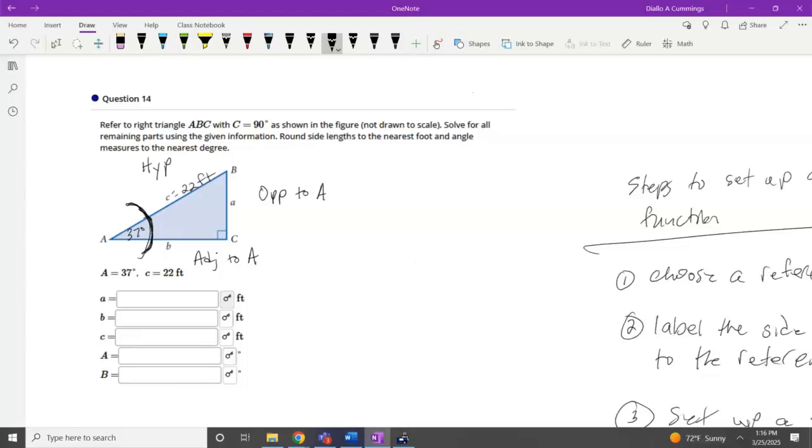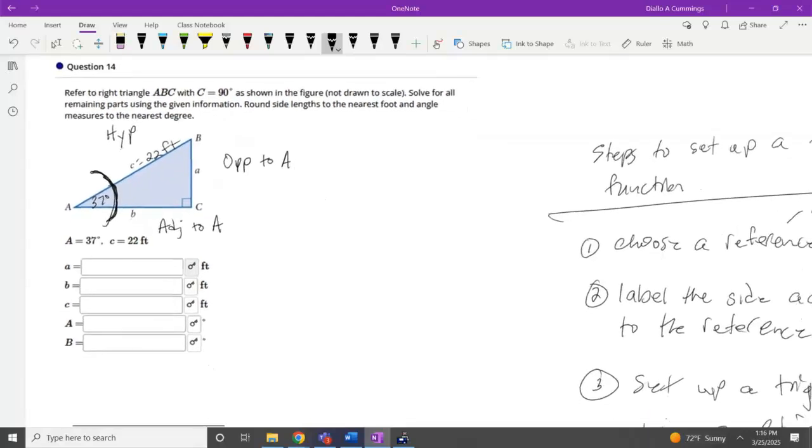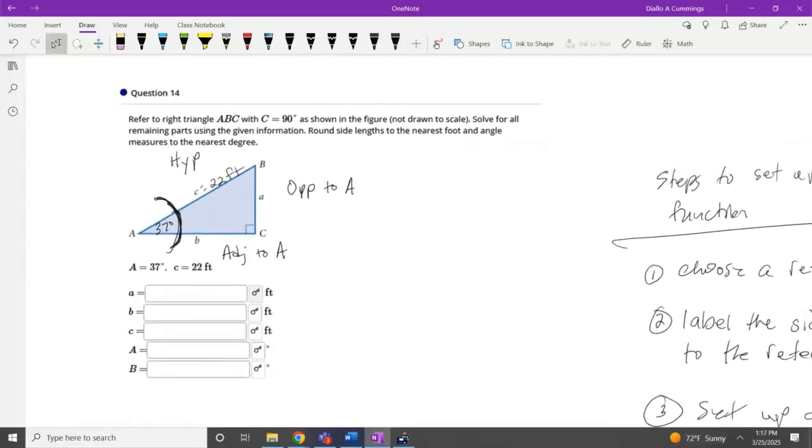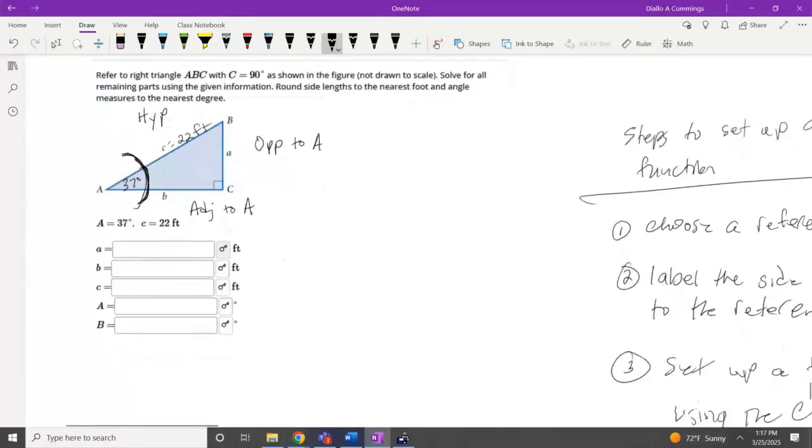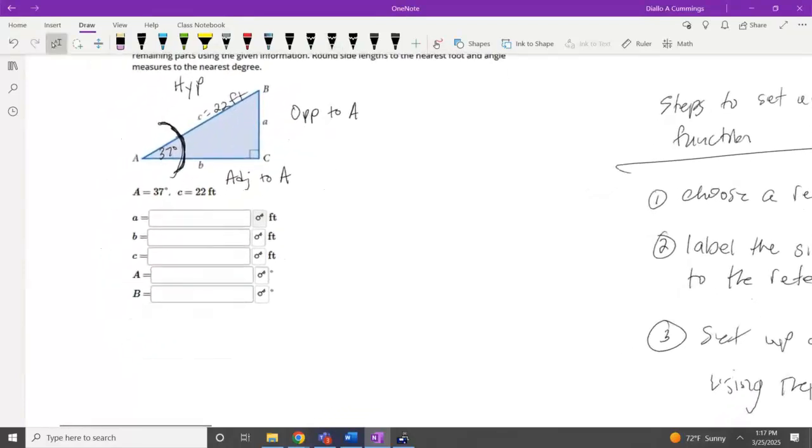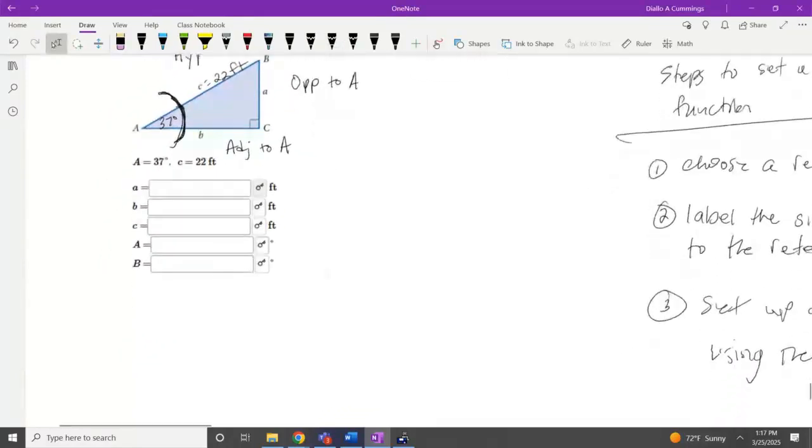So any questions on labeling? Choose your reference angle. Label your sides according to the reference angle, because what angle you choose is going to switch up your opposite and adjacent side. All right. So now we're going to set up a trig function. The first thing that we're asked to do is find side A.